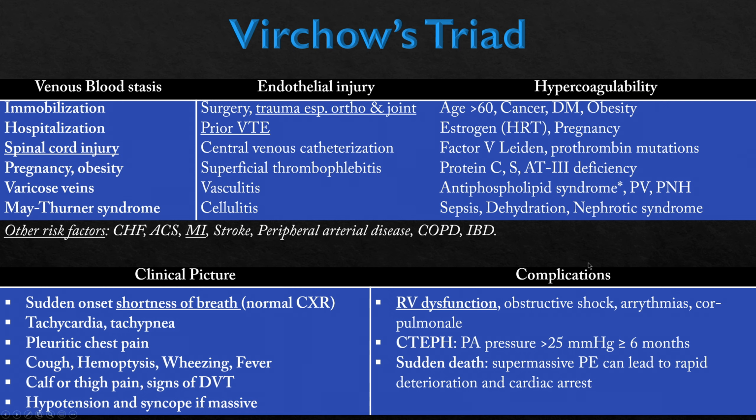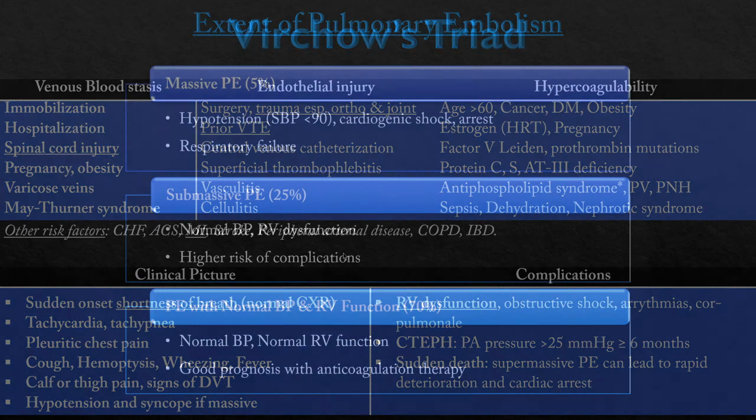Regarding complications, the patient will sometimes come with hemodynamic instability, like we talked about here, like hypotension, for example. Now, this is usually due to the right ventricular dysfunction that occurs, as we talked about in the pathology. Sometimes it can be so severe that it leads to obstructive shock, arrhythmias, and cor pulmonale. Chronic thromboembolic pulmonary hypertension is defined as pulmonary artery pressure more than 25 millimeters of mercury for at least 6 months. Sudden death can occur in very large or supermassive PEs. This can lead to a cardiac arrest and death.